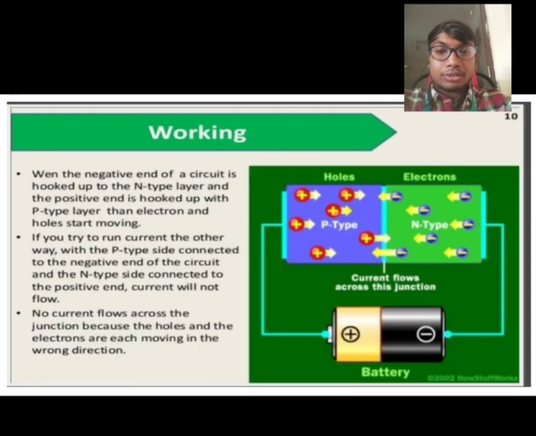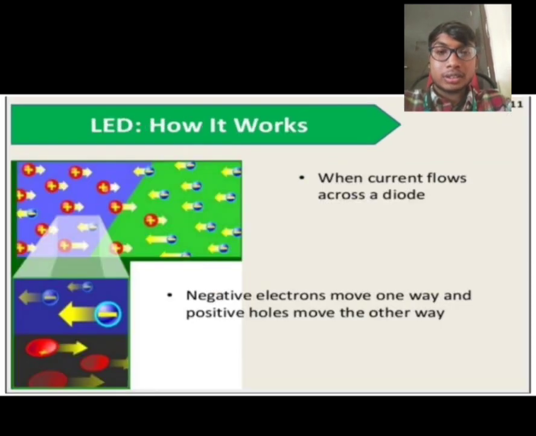And working of LED. When the negative end of a circuit is hooked up to the n-type layer and the positive end is hooked up to the p-type layer, then electrons and holes start moving. If you try to run current the other way, with the p-type side connected to the negative end and the n-type side connected to the positive end, current will not flow. No current flows across the junction because the holes and the electrons are each moving in the wrong direction.